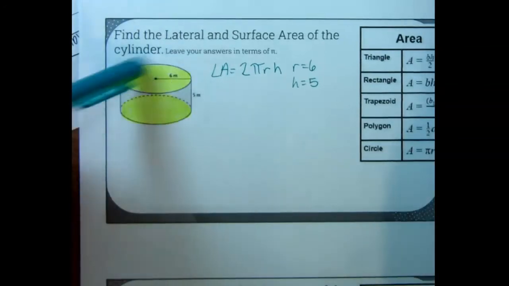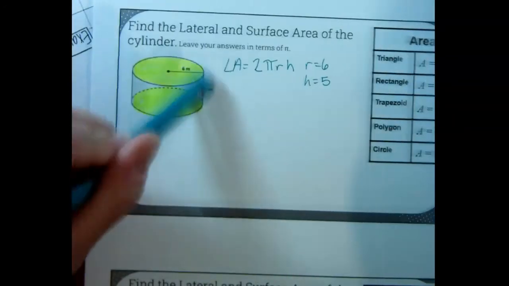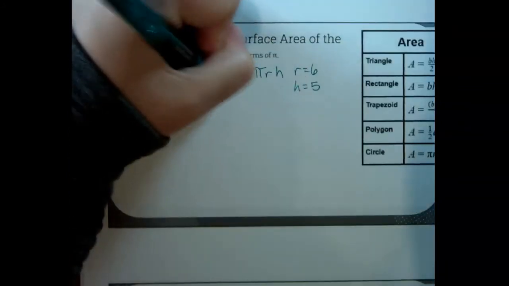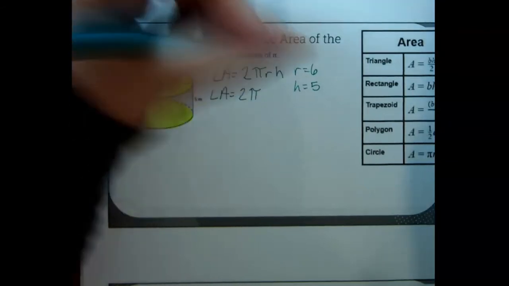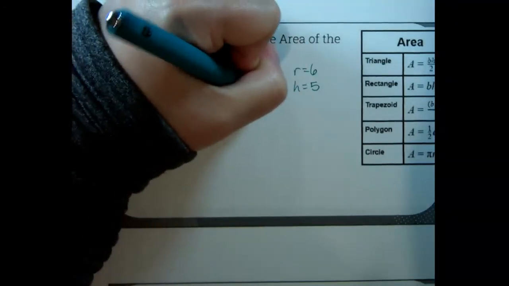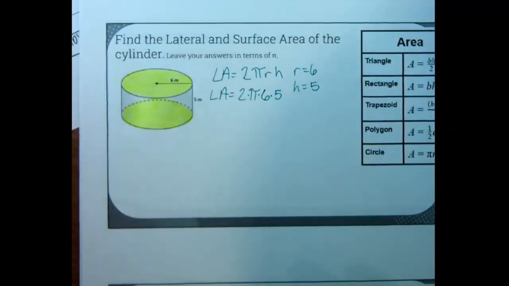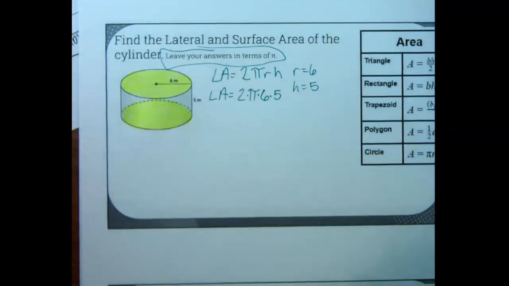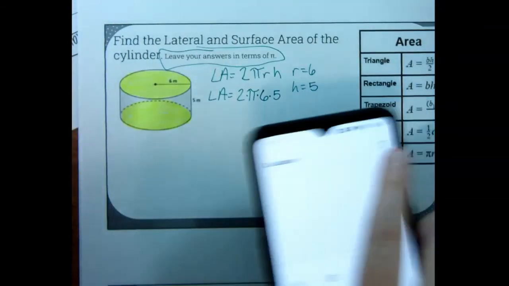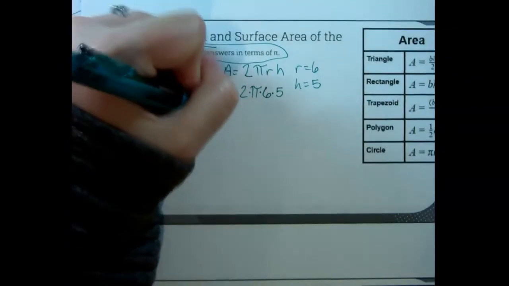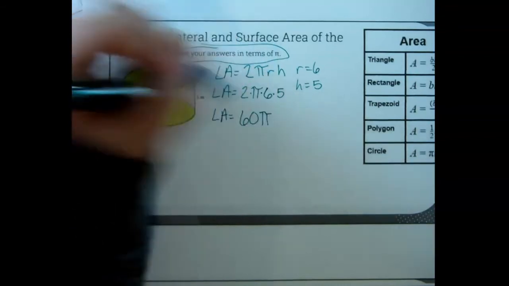So we are trying to find the outside, the label part. This one's kind of short and fat. It's kind of like a tuna can. So we have 2 pi r, so 6 times 5. All of these, we're going to leave our answers in terms of pi. So we are not going to put 3.14 in the calculator. We're just going to multiply the numbers, 2, 6, and 5. We get 60. We leave pi in our answer, and that's it. We're done. Meters squared.